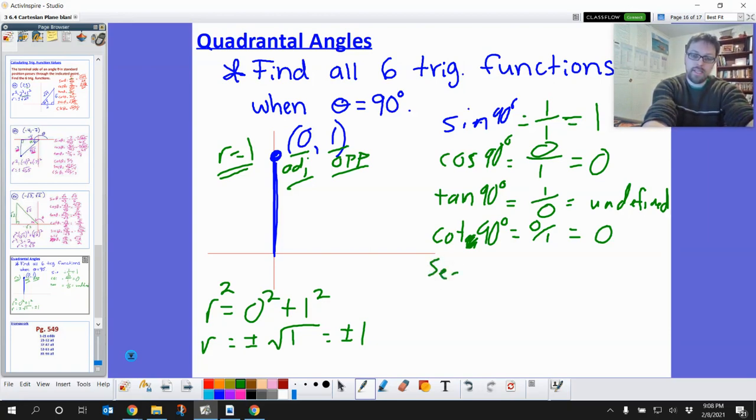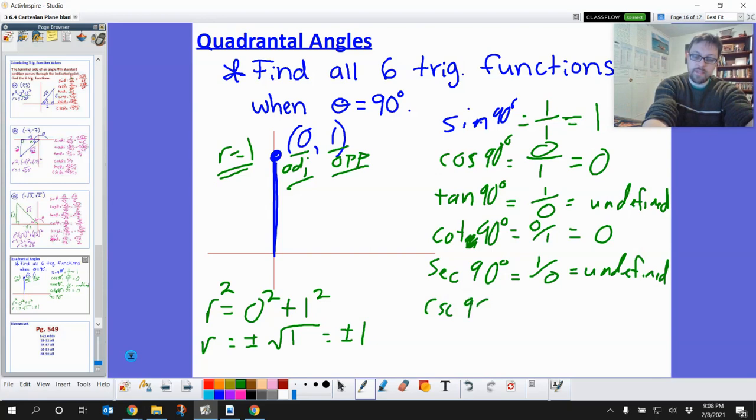Next, we could do secant of 90 degrees. So that's going to be cosine flipped upside down. So that 0 over 1, if we flip that, we again get that 1 over 0. So secant of 90 degrees is also undefined. If we go after the cosecant of 90 degrees, ooh, that works because it's 1 over 1, and you flip that, it's still 1 over 1. So we get 1.